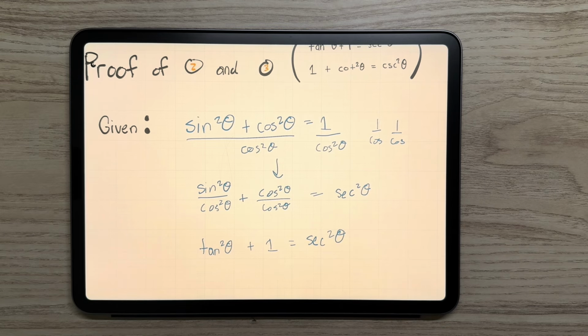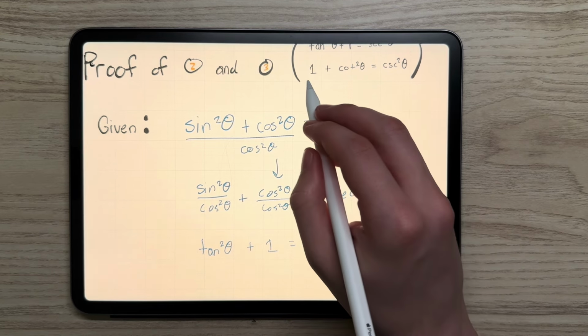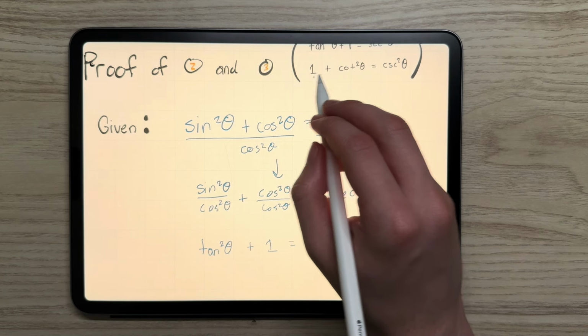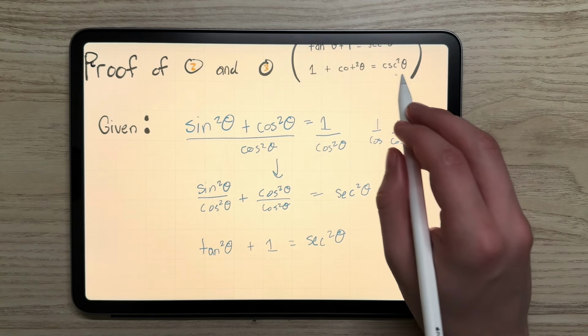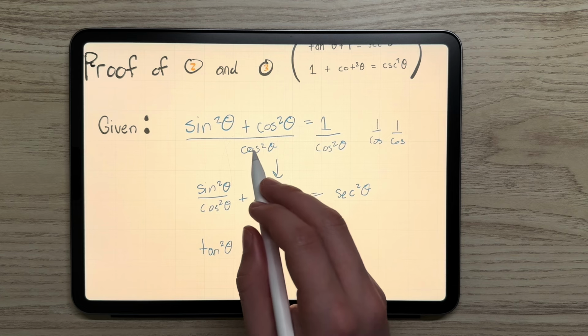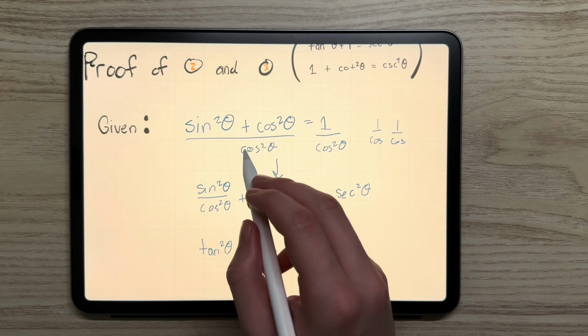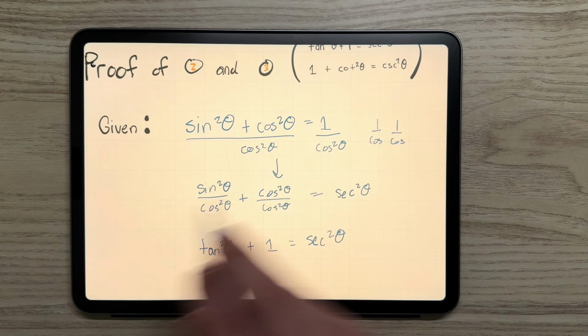You can do the exact same argument to get the third one, 1 plus cotangent squared theta is equal to cosecant squared theta. But instead of dividing by cosine squared theta, you would divide by sine squared theta, and you would simplify.